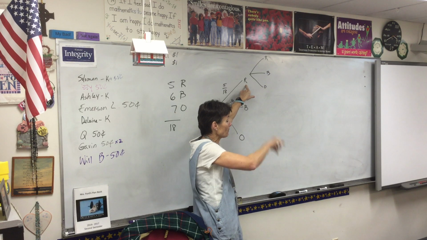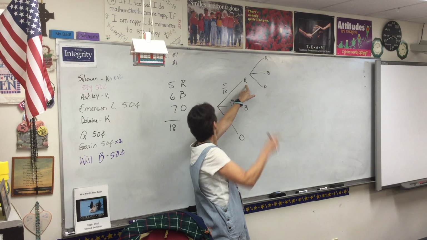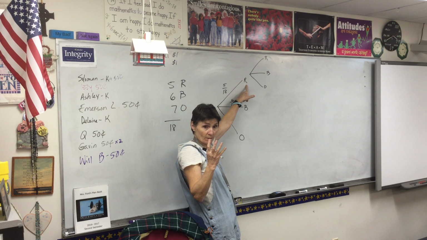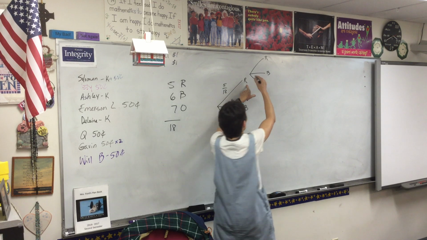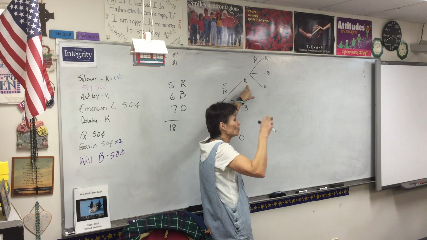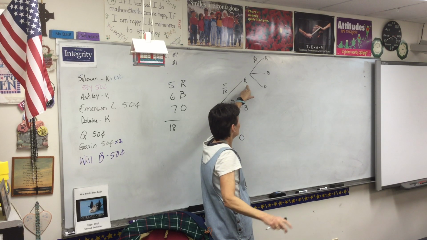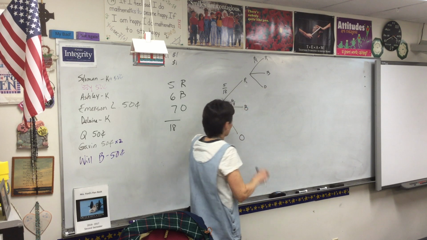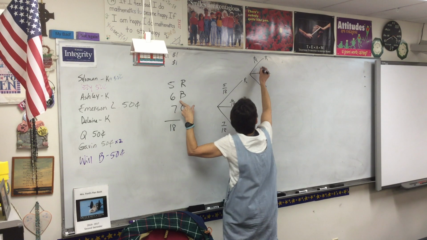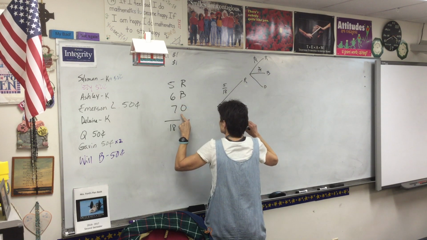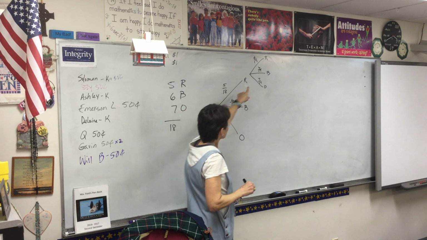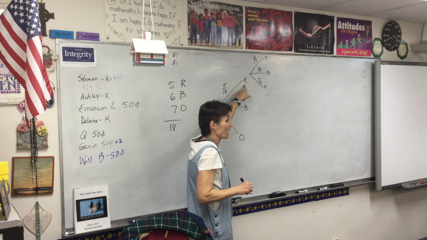Now, if the first one I pulled out was red, then there aren't 5 reds in the bag anymore. There's only 4 out of 17. So this probability would be 4 out of 17. Because I already took a red one out and put it on the desk. Now, what about blues? If I took a red one out, how many blues are still in the bag? 6 out of 17. And the oranges are 7 out of 17. So that's what's going to happen if the first one I pulled out was red.